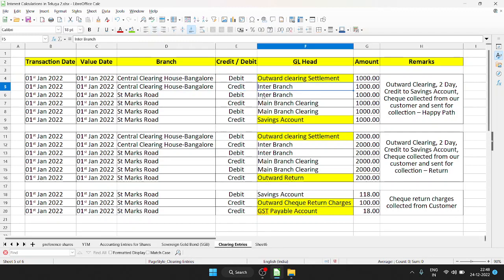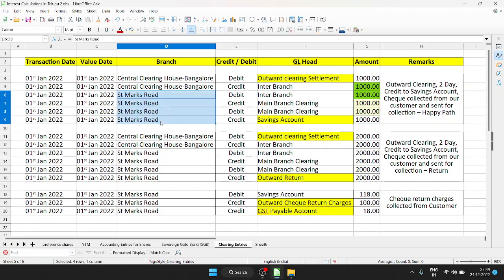Mark's Road. So St. Mark's Road will debit the inter branch because they have credited. These people will debit the inter branch. You can see these two will be nullified. Then they'll credit the main branch clearing. Then once again they'll debit the main branch clearing. Then they'll credit the savings account. These four entries will be posted in St. Mark's Road branch where the actual account is held.